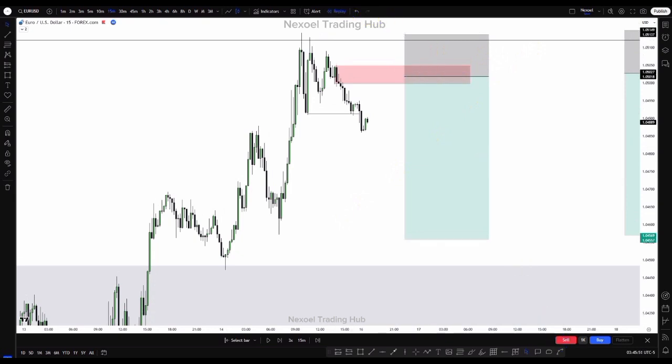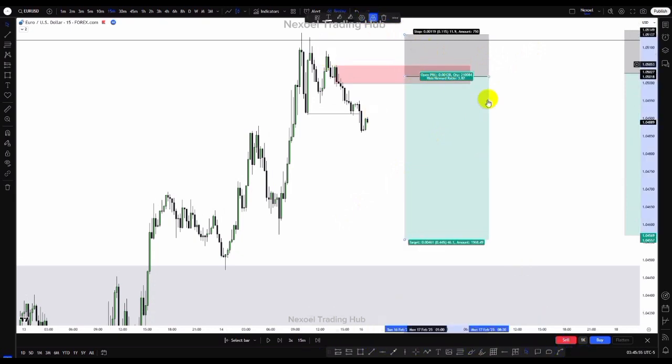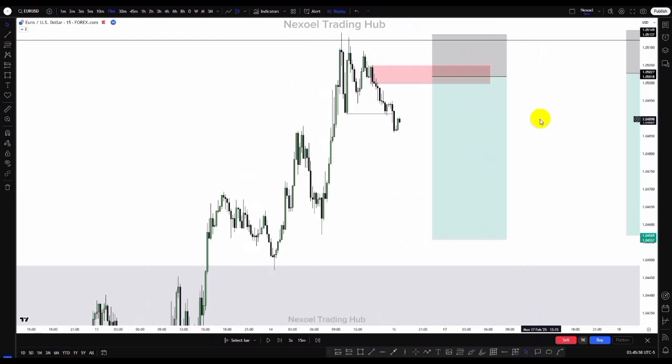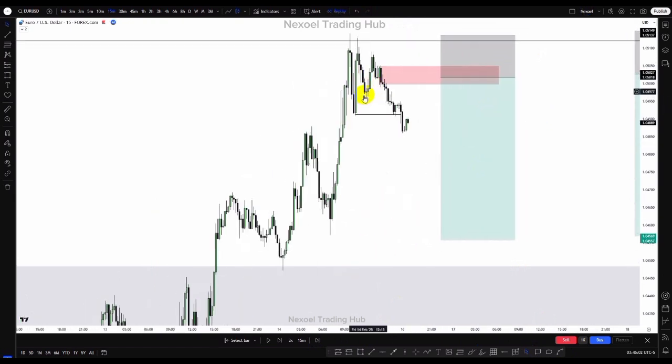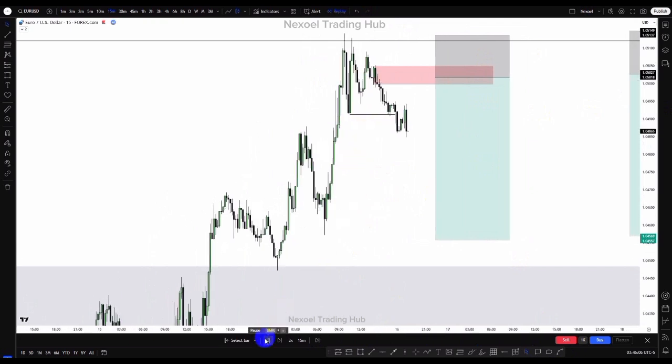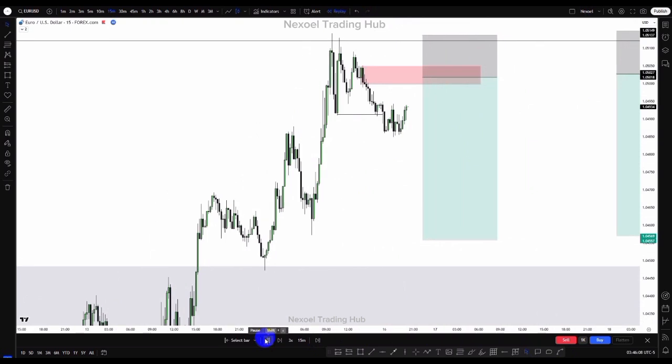So let's play price to see how that played out. But I didn't take the EU trade because I decided to take my risks with GU, and I wasn't really on chart to see when this occurred. So let's play price to see. We can see price giving us this movement.